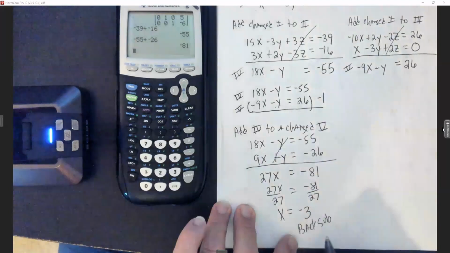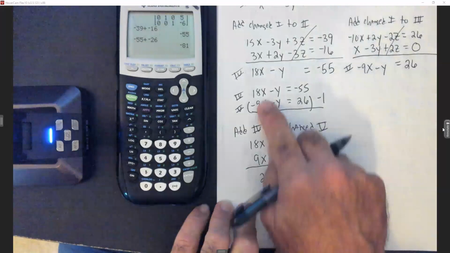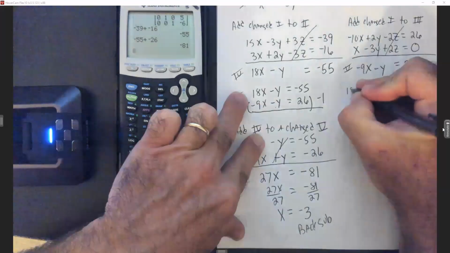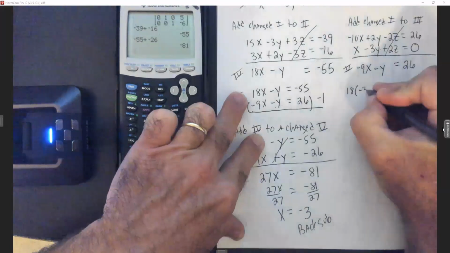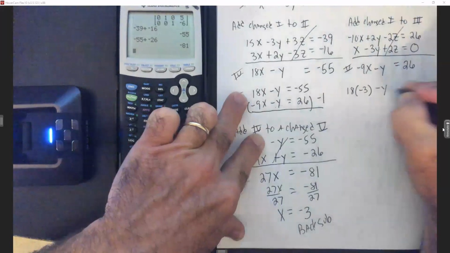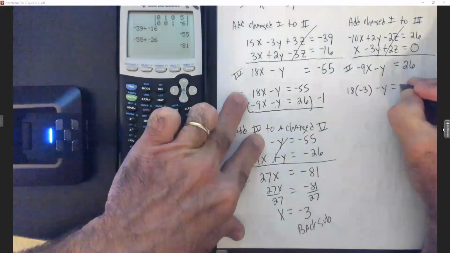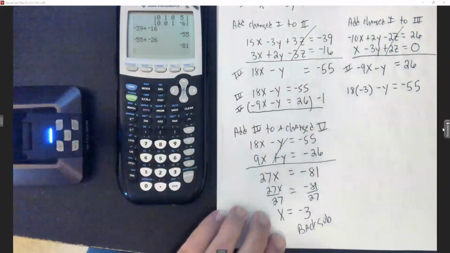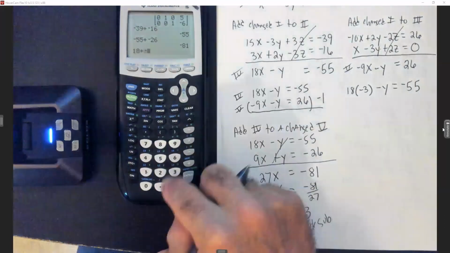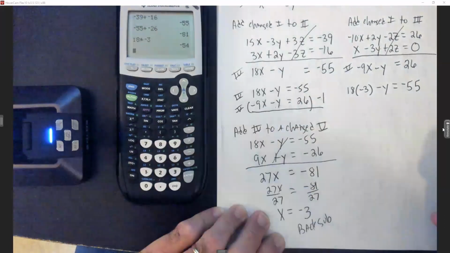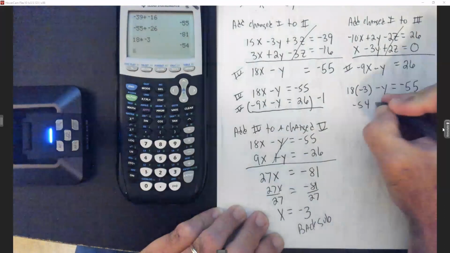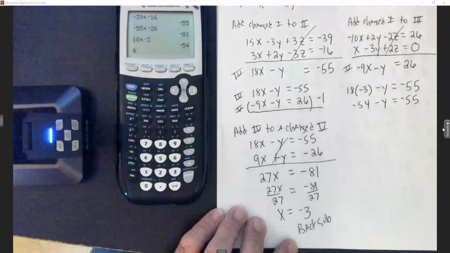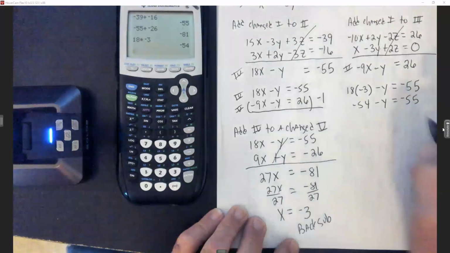So remember, you back substitute in one of these two equations. So I'll just pick that first one. I got 18 times x, which is negative 3, minus my y has to equal negative 55. So let's see, 18 times negative 3 is what? Negative 54 minus my y equals negative 55. All right, y'all, add 54 to both sides.